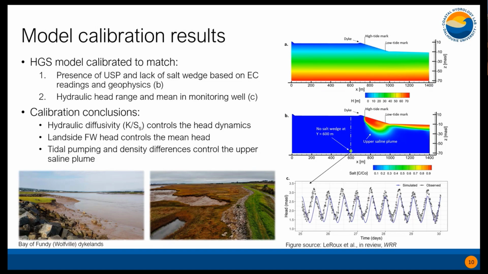And the top panel just shows a heat map of hydraulic head. But panel B shows a heat map of the salinity distribution, where blue is freshwater and red is saltwater. And moving forward, all of the heat maps that I show will be of the salinity distribution. So following calibration, we were able to achieve a really nice, well-defined upper saline plume. And then at the location of the monitoring well, which is noted here with the diamond, you can see that we got a pretty nice match between the simulated and observed hydraulic head.